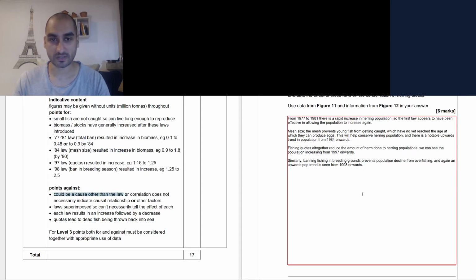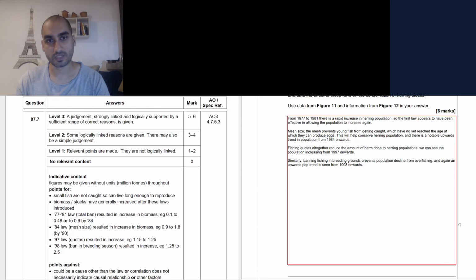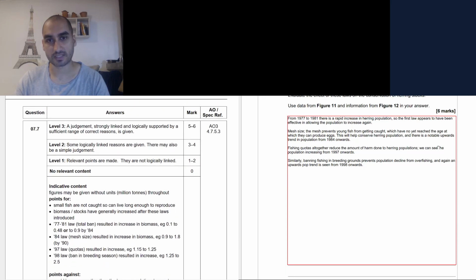Other things could be causing those. It's not clear enough on the graph. Laws superimpose. I said all this. Why didn't I just write it down? It sounded like I felt like I was being too smart for the question, but no, you actually were supposed to mention this stuff. Okay, so I can't get level 3. But I would say that's a pretty strong level 2, because I said everything there, so I would say 4.